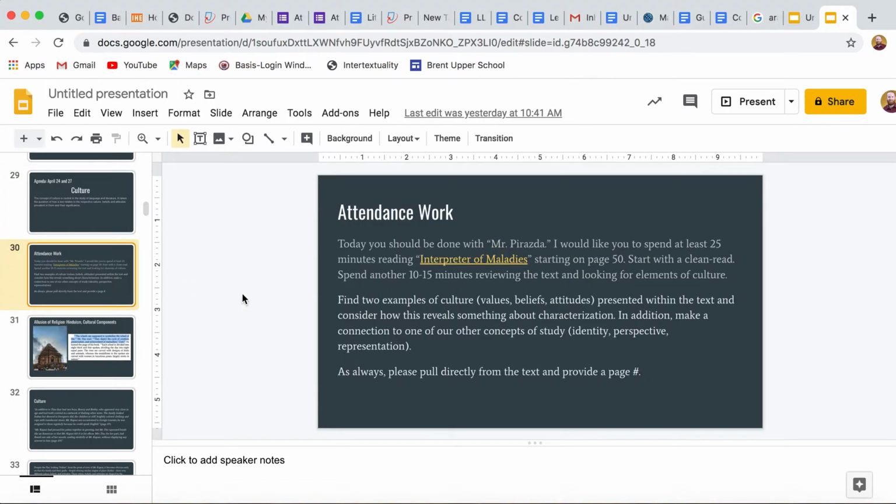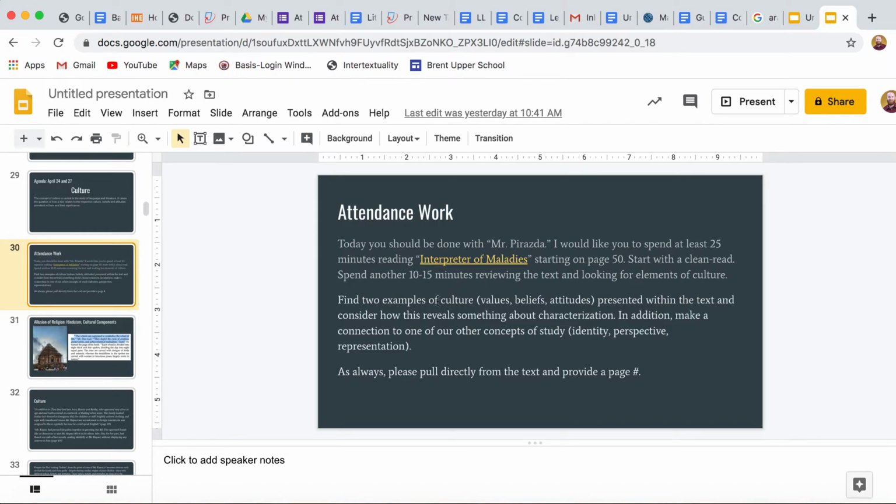So today's work: you should have finished up Mr. Prezada Came to Dine last class, and I'd like you to spend at least 25 minutes today reading our next text, which is Interpreter of Maladies, which starts on page 50 on the PDF. I'd like you to do a clean read first. Just read to enjoy, the first 25 minutes. Don't worry about looking for culture. Just read it, take it in, figure out what the plot is, the characters, all that stuff.